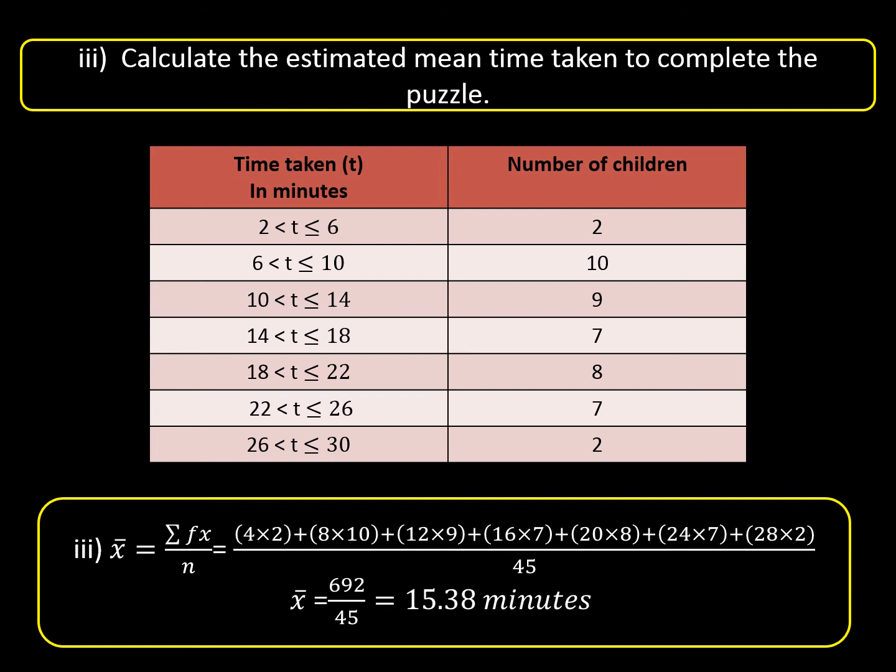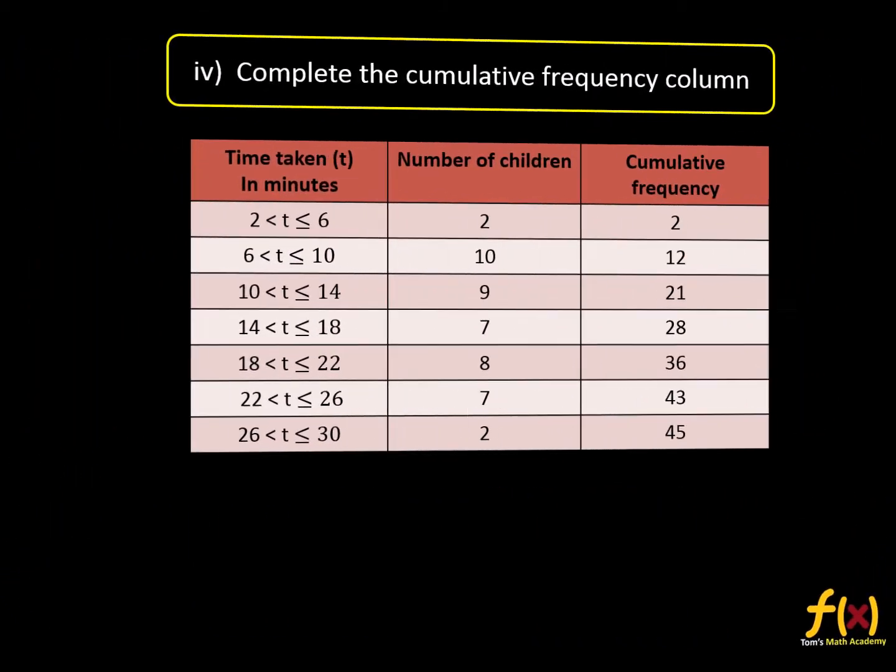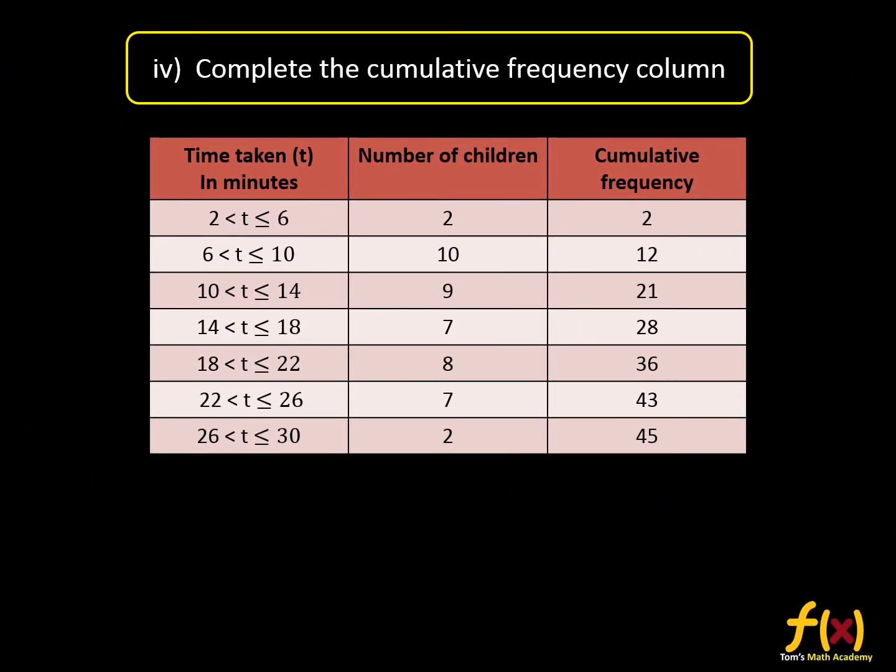The whole divided by our total number, which is 45. So we use the calculator and we get 15.38 minutes. Okay, that's the mean time. So remember this.